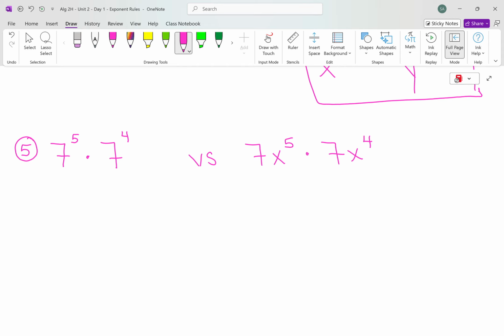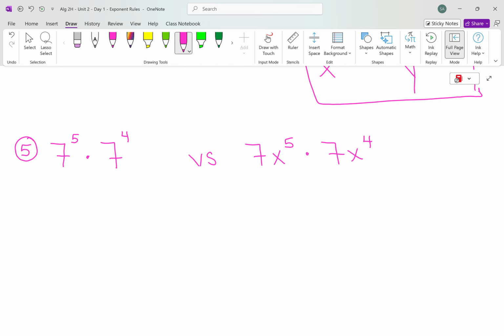Okay. I want to compare 7 to the 5th power times 7 to the 4th power versus 7x to the 5th times 7x to the 4th. In the second one, is 7 the coefficient or the base? Coefficient. In the first one, is 7 the coefficient or the base? The base. Very, very different.